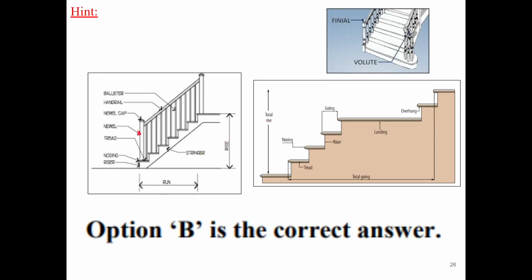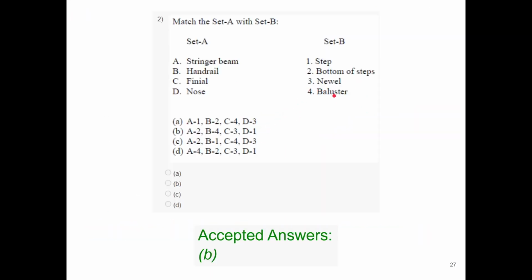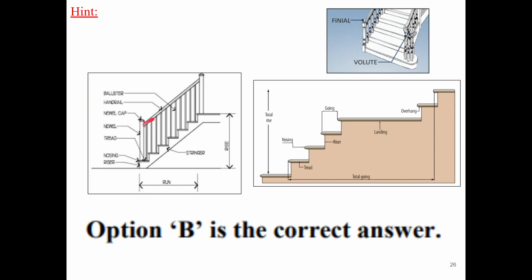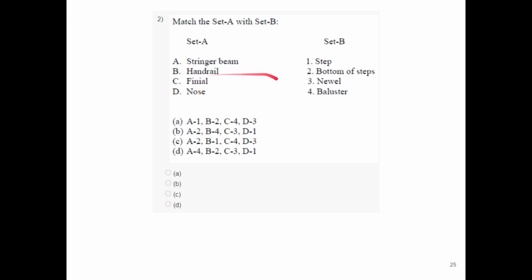The newel is this. And the baluster is what? So baluster is this. We can say that the handrail is connected to the baluster, or the handrail is present over the baluster. So baluster is basically these vertical strings. Handrail is present over the baluster, so it is connected to baluster. So B is 4. So as per this, we can say B is the correct option.